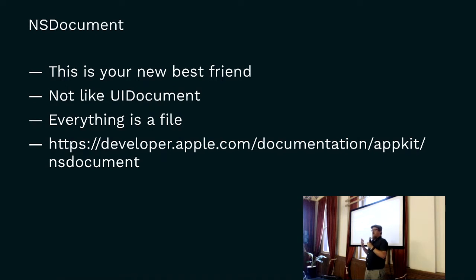Why is it going to be your best friend? Because everything on a desktop is pretty much a file. You're dealing with files all of the time. You're not dealing with, I'll just post web requests and get stuff back. You're dealing with data that typically sits on a disk. So if you then want to get a representation of a file that is useful for presenting in a window, NSDocument is the way you go about it. NSDocument gives you your file reading, file writing, renaming, everything. And Apple's documentation is the best option.